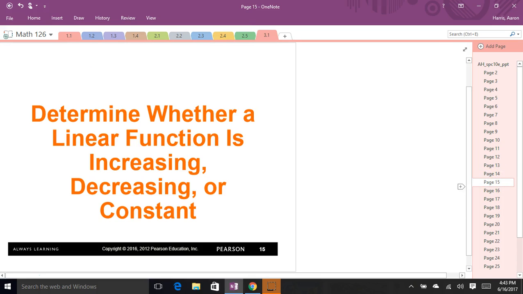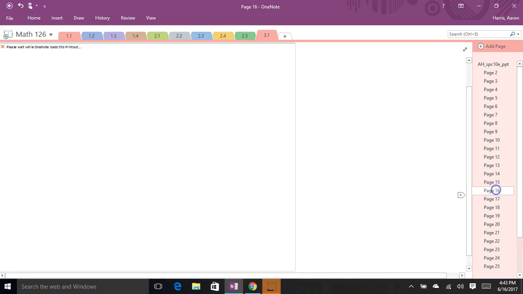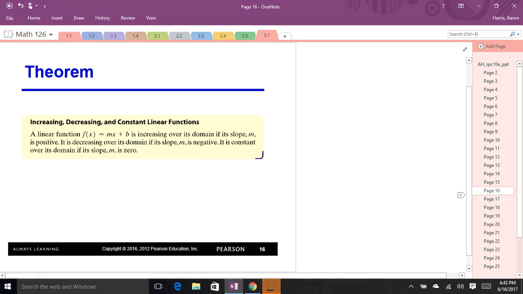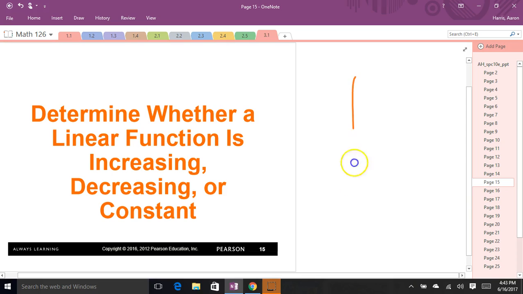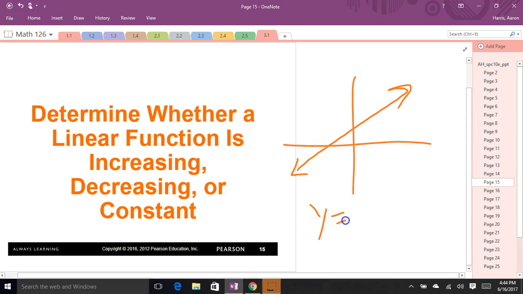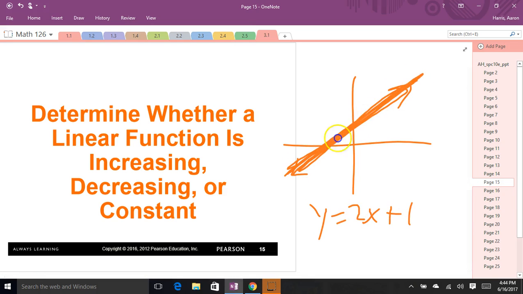Okay. Now let's determine whether a linear function is increasing, decreasing, or constant. Well, it's kind of nice with these linear functions. Okay, let me go back to this for a minute. Since we got a line, if we have a function, let's say this is 2x plus 1, you notice it's increasing, in this case, throughout its whole domain. Throughout the whole domain, this thing is increasing. Why? Because the slope is 2. It's going up 2 and over 1 every time. Up 2 over 1, up 2 over 1.